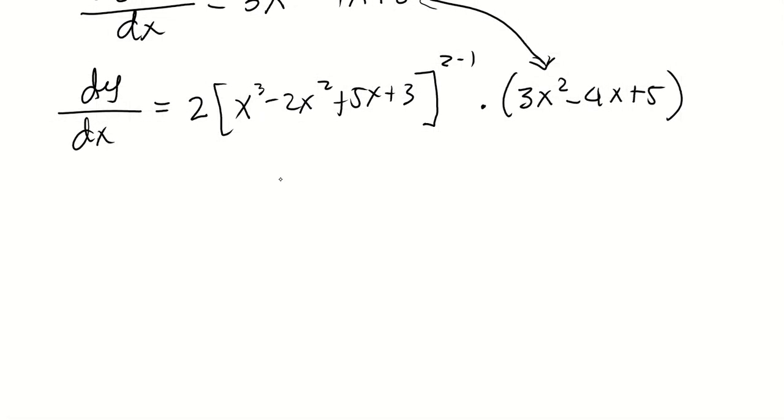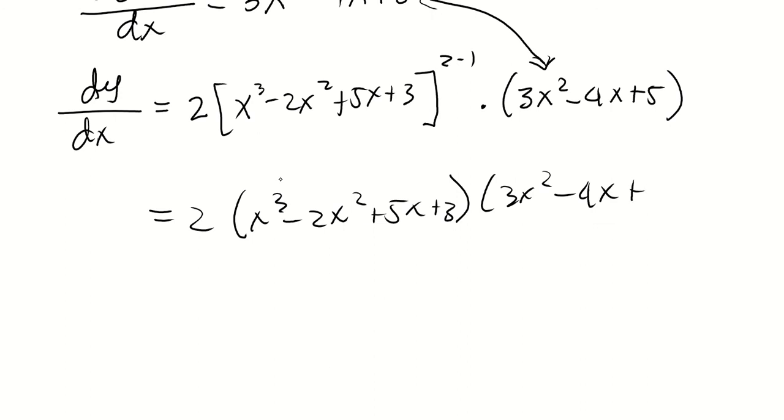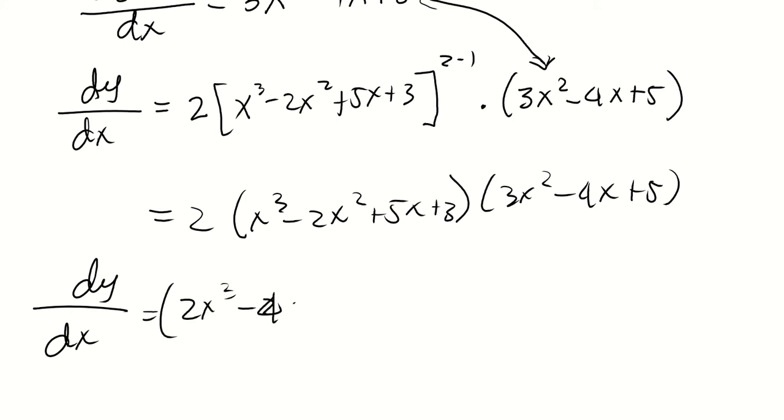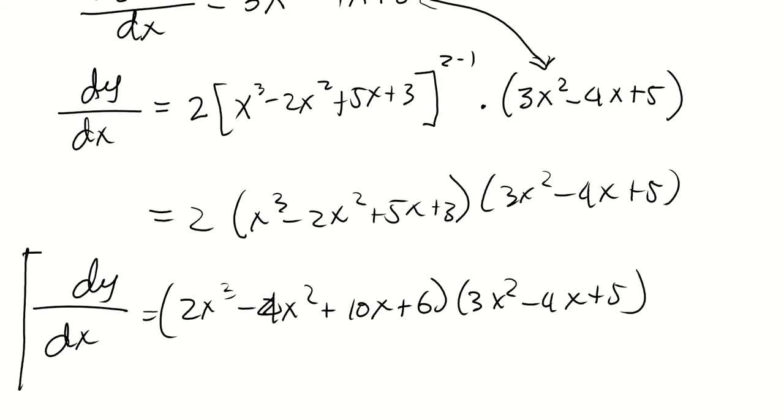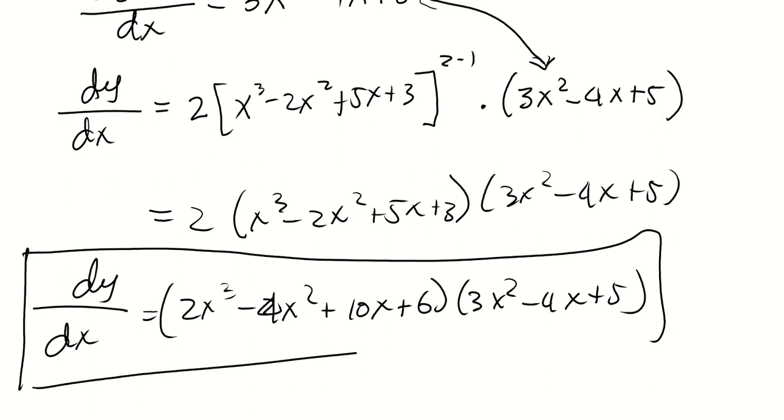And now you simplify this. So we have 2 times x cubed minus 2x squared plus 5x plus 3 raised to 2 minus 1, which is just equal to 1, times 3x squared minus 4x plus 5. So dy dx will be equal to, we can distribute the 2: 2x cubed minus 2 times 2, 4x squared, plus 2 times 5, 10x, plus 2 times 3, 6, times 3x squared minus 4x plus 5. And this will do. dy dx is equal to this.